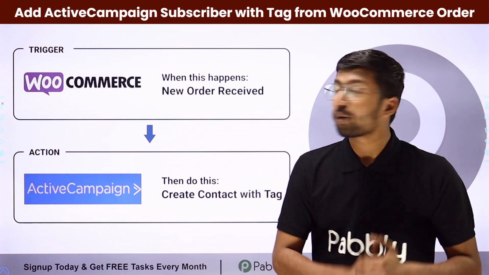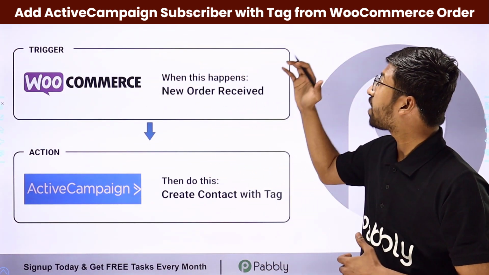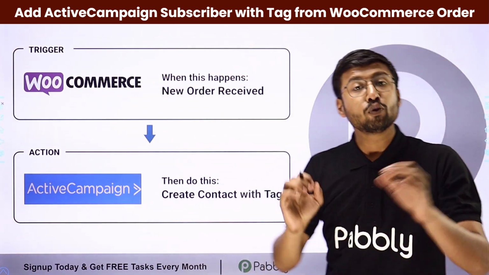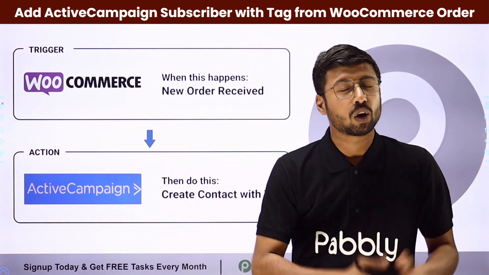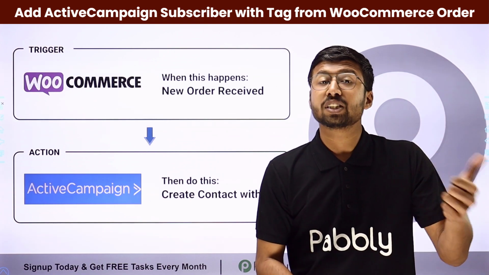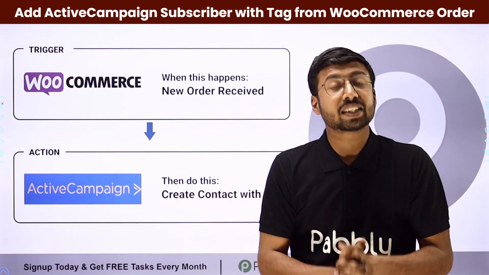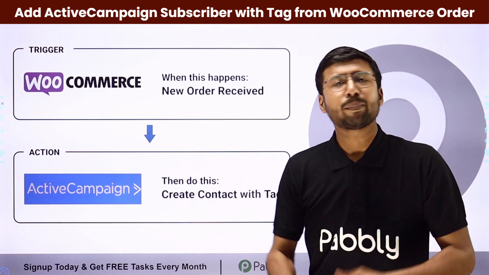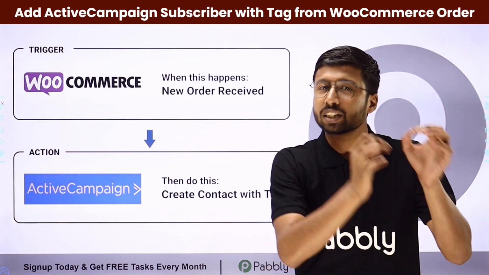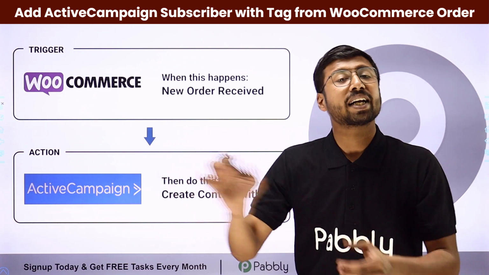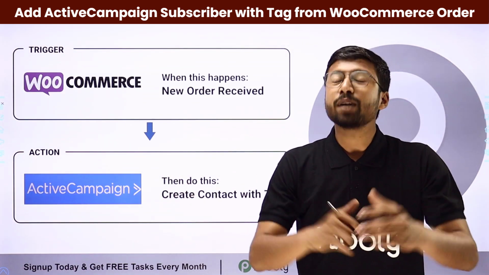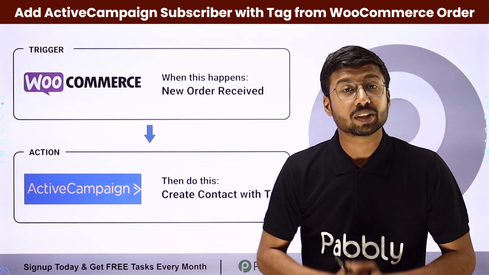So in this video, we are going to learn how to add ActiveCampaign subscriber with tag from WooCommerce orders. Let's say you have created an online store using WooCommerce and you want that whenever you receive a new order, you want to add that customer as a contact in ActiveCampaign, and also the product which the customer is purchasing, you want to add that product name as a tag in that contact in ActiveCampaign as well. So let me tell you, you can completely automate this process.